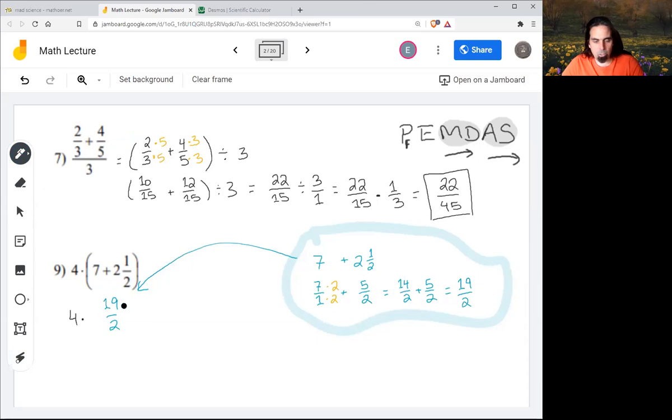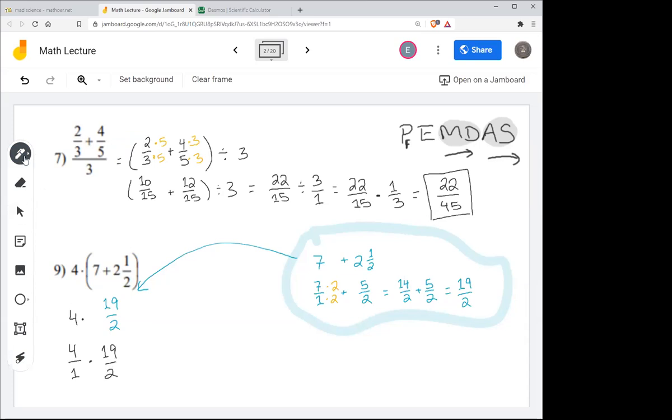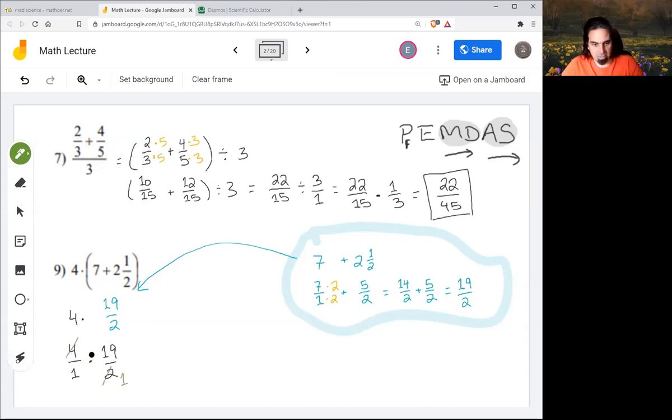Okay, anyway, 4 times 19 halves, so 4 over 1 times 19 over 2. Anyone want to cancel? 2 and 4. Because who wants that? 4 times 19 is a bigger number than I want. It's going to be what, 80 minus 4, so 76. But I don't want 76. I'd rather just have 20 and 20 is 40. That's too big by 2, so 38 over 1, which is 38.